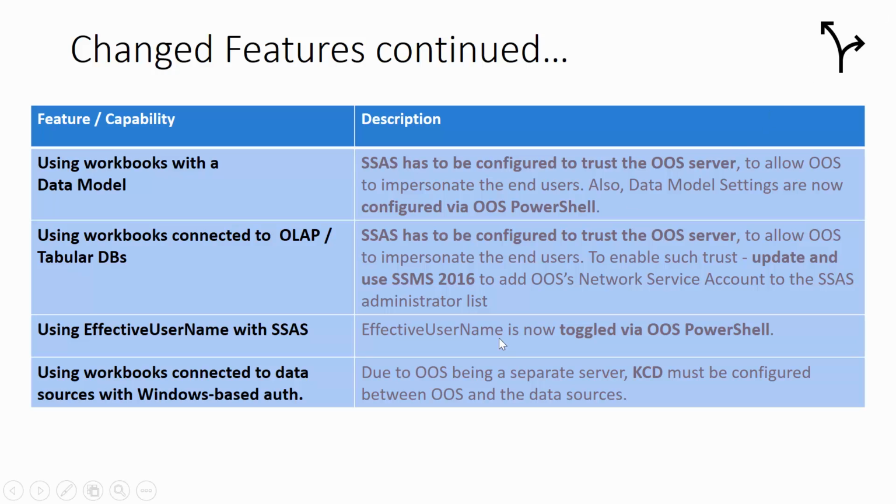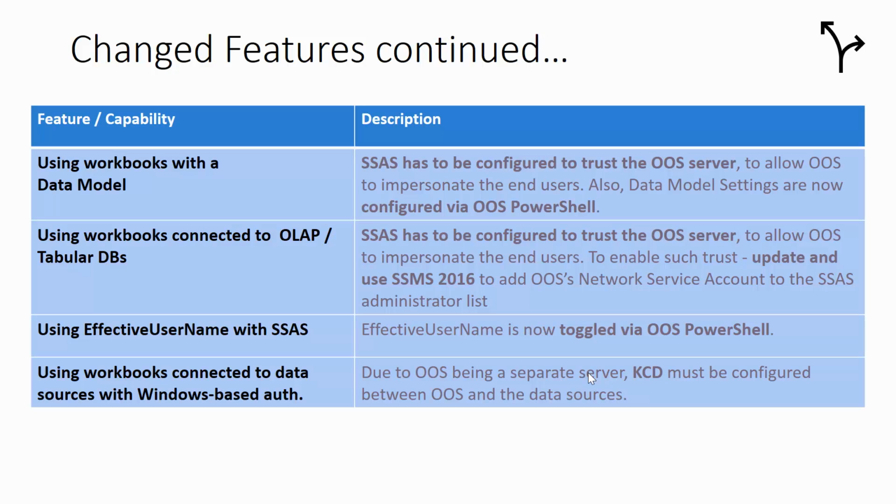Right. Effective username simply changed the place where it should be configured. It is now toggled via Office Online Server PowerShell. And using workbooks connected to data sources with Windows-based authentication has changed again, because there are now more hops.